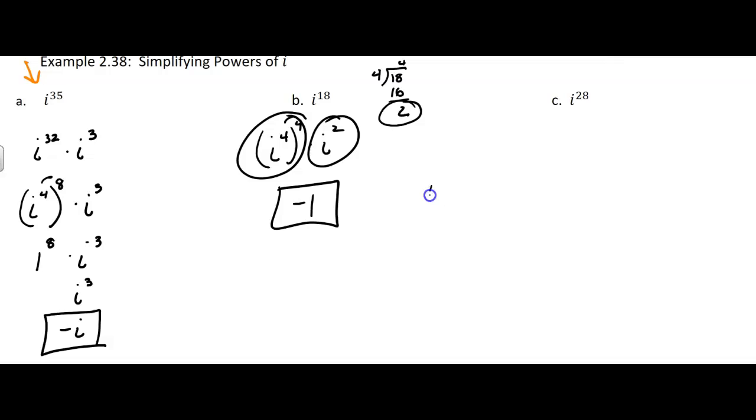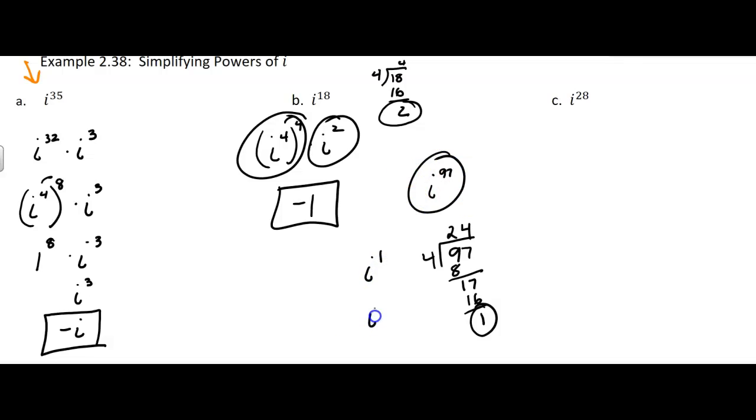Okay, let me do one more real quick. This isn't on your paper. Let's say you had i to the 97th power. So you take 97, divide it by 4. I had to pick a big number. Dividing. Okay, so I get a remainder 1. So my i to the 97th is the same thing as i to the 1st, or just i. So it's like a bonus problem I squeezed in there.